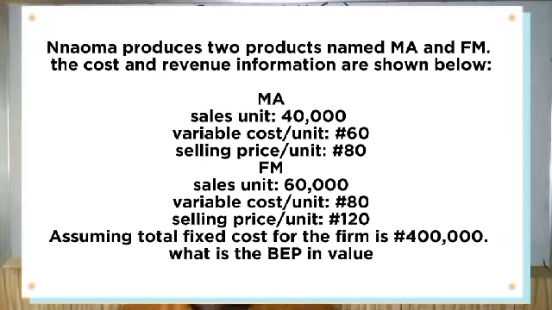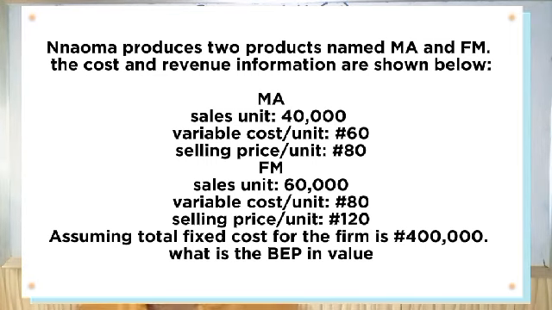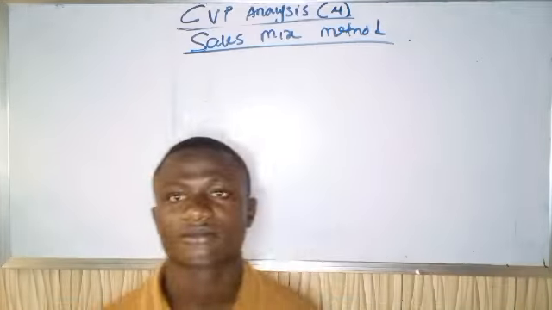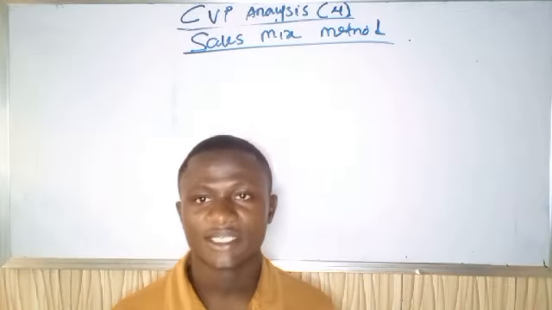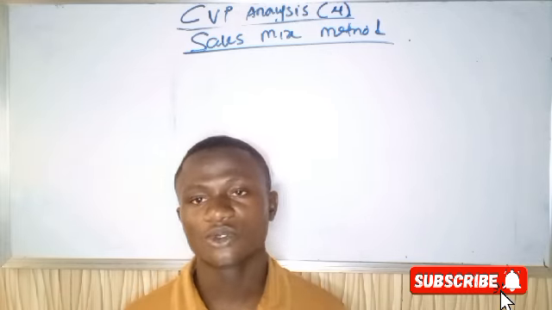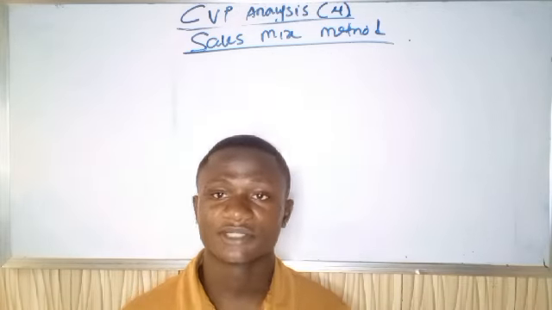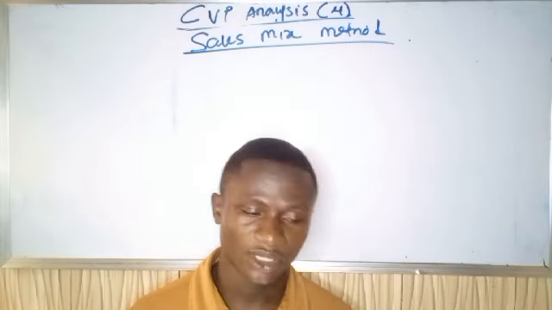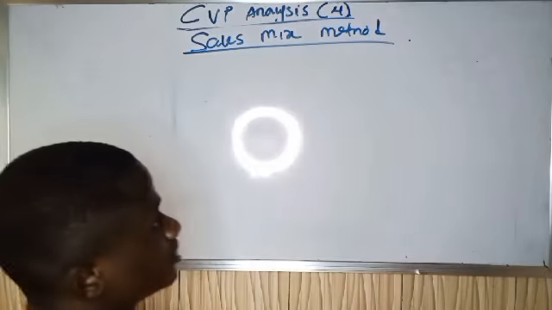So they said, assuming total fixed cost of the firm is 400,000 naira, what is the break-even point in value? So we are not told to calculate the break-even point in units, just the break-even point in value. Now, how do we go about it?